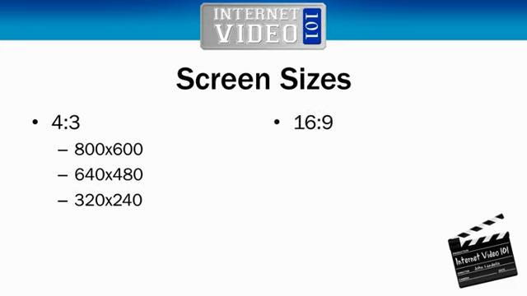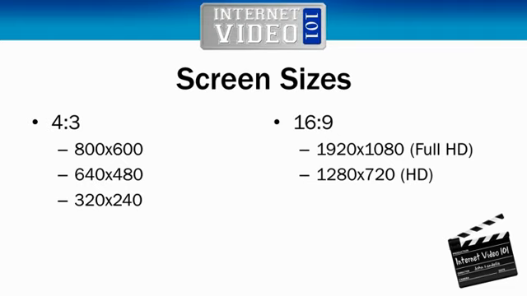We've then got the 16:9, the widescreen format. The one that a lot of people are familiar with is this 1920 by 1080. This is referred to as full HD resolution. Very often you'll hear it just referred to as 1080. The next one down is 1280 by 720. This is what most people refer to as high definition. It's what YouTube refers to as high definition. And again, you'll see this often referred to just as 720.